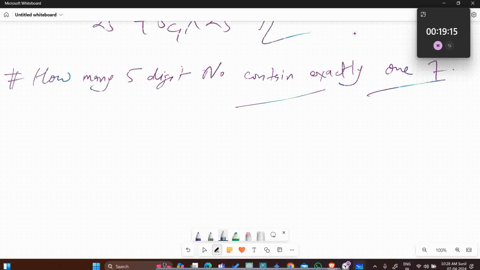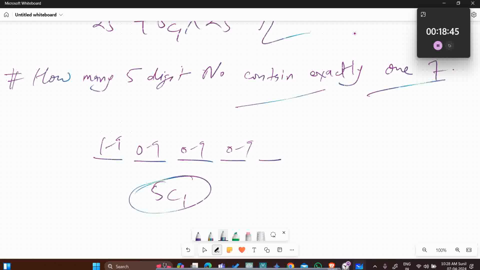How many 5-digit numbers? There are 5 digits only, 1, 2, 3, 4 and 5. And what we can do is exactly 1. So 5C1 is there only. But the first place has options, how many? 1 to 9, then this is 0 to 9, this is 0 to 9, 0 to 9 and 0 to 9. Right. 7 could be anywhere. So 5C1 is the option.